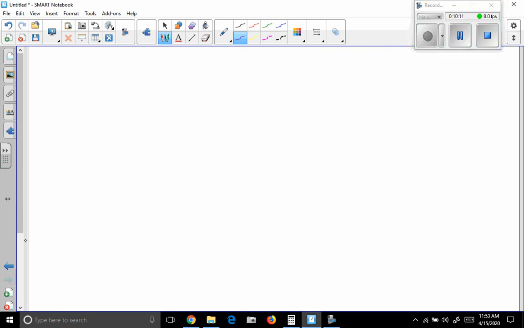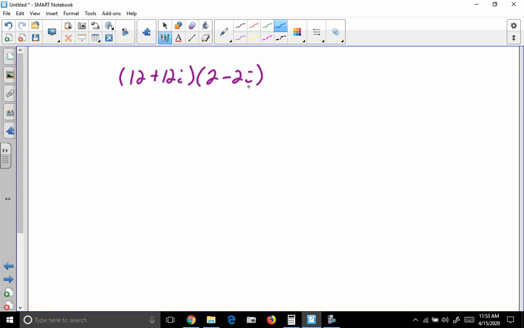So let's do this one. They give us 12 plus 12i times 2 minus 2i. They ask us to convert each of these into trig notation and then multiply them together, and then they want the answer in standard notation. Now, really, if we were multiplying these two together and they're already in standard notation, the easiest thing to do would be to distribute and combine like terms. That would actually be much faster. But for practice, they want us to make these conversions.